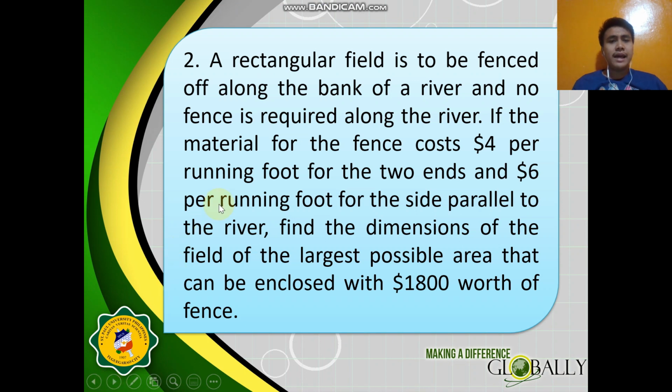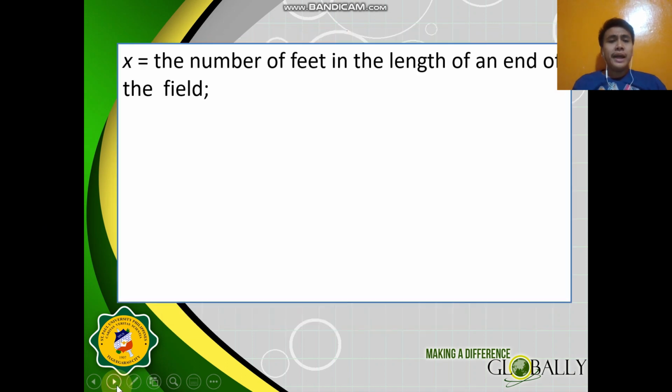So next problem is that a rectangular field is to be fenced off along the bank of the river and no fence is required along the river. If the material for the fence cost $4 per running foot for the two ends and $6 per running foot for the side parallel to the river, so this problem is asking us to find the dimensions of the field of the largest possible area that can be enclosed with $1,800 worth of fence.